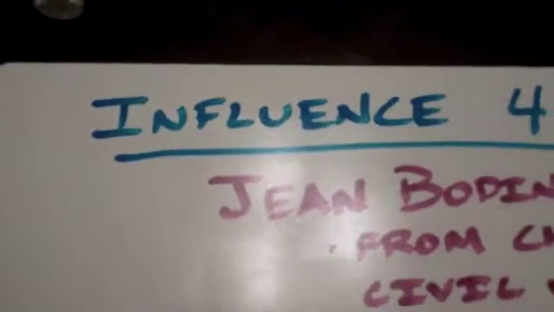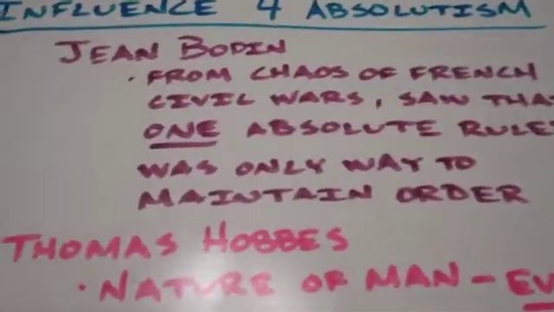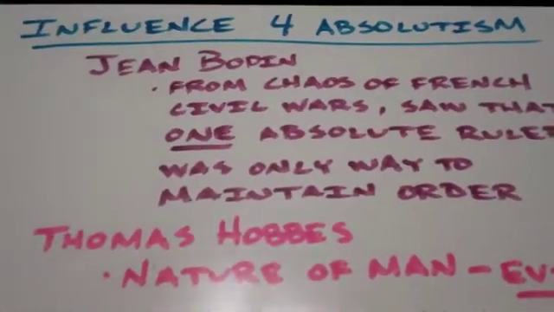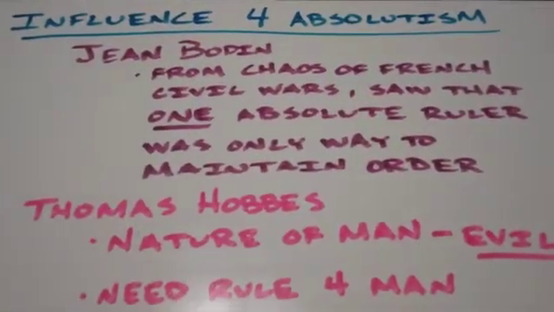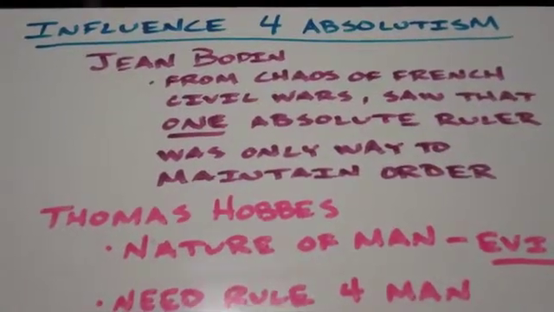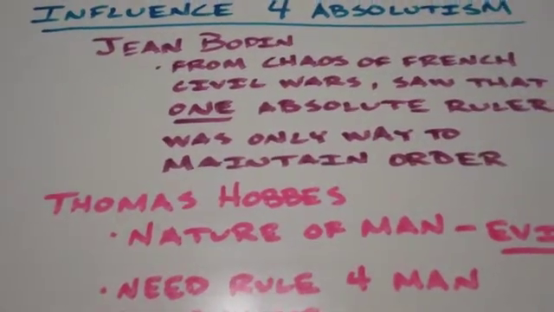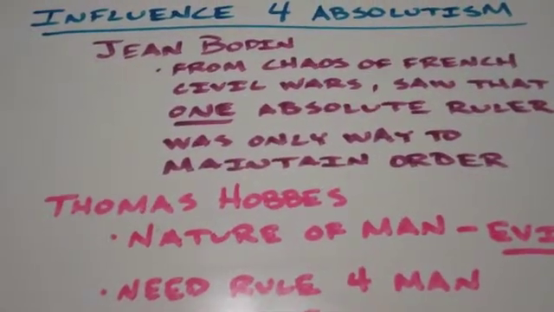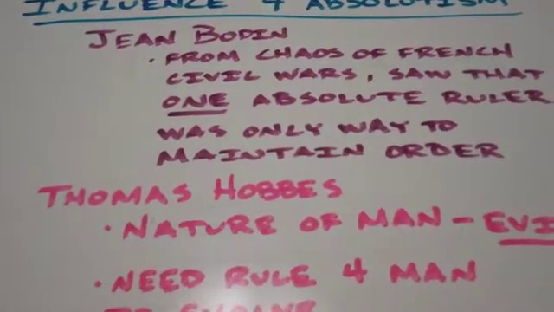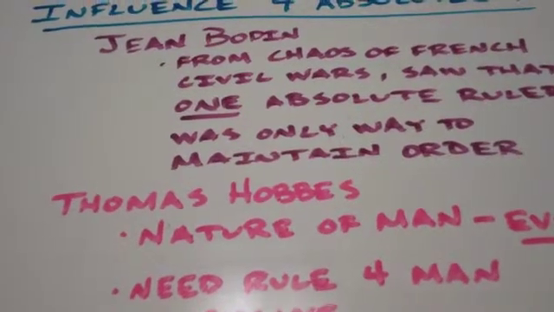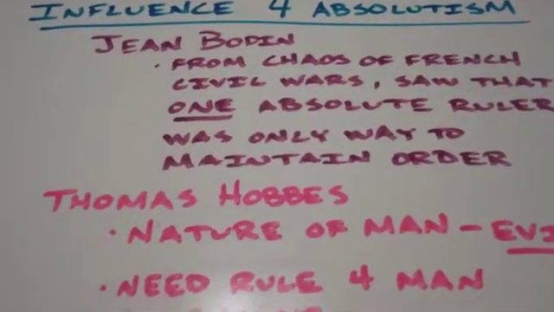What are the major influences on absolute monarchies? Well, there are several. Your first is Jean Bodin. He wrote during the time of the French Civil Wars, and if you remember back to the War of the Three Henries, it was chaotic, it was bloody, and it was a mess. What he got from this chaos was that he only saw one way for that to be avoided again, and that is to have one absolute ruler that would maintain order. And by having that, they could maintain the government and maintain the rule of law.